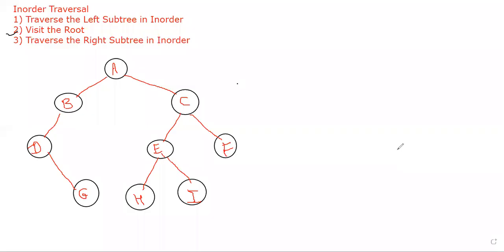Okay, take the next example. Now we are going to traverse this binary tree by using in-order traversal. We have these three steps. First we are going to start with A, and this is the output that we are getting here. We want to apply the three steps for A.